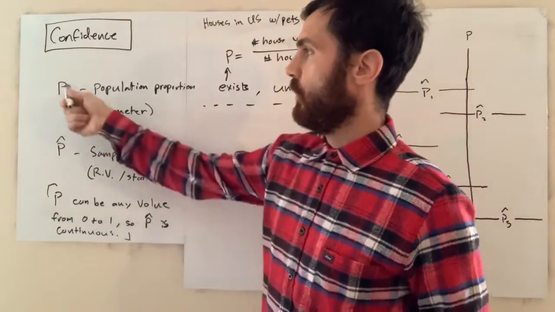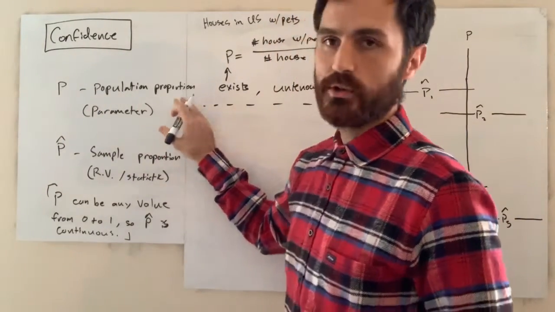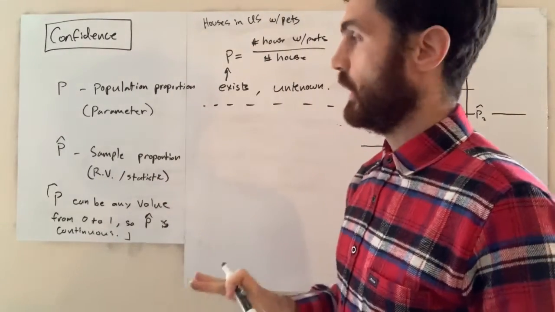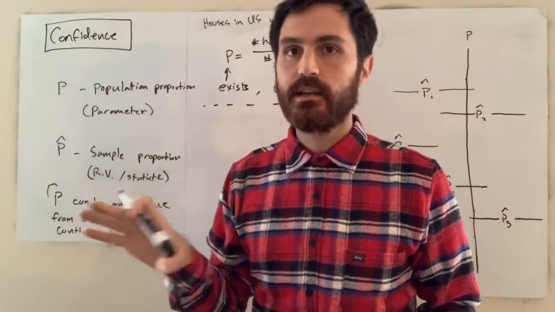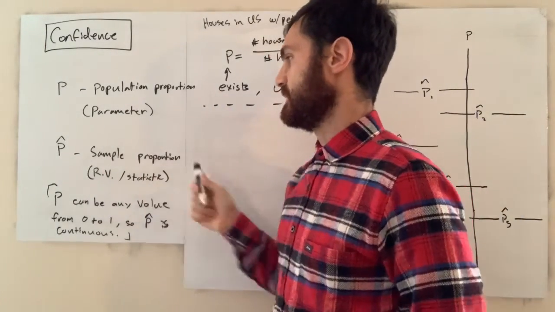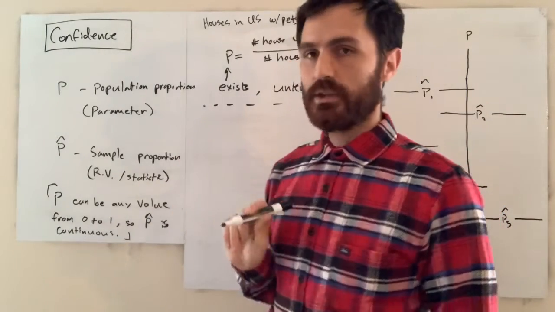So what we're using here is just the letter P as our population proportion. We're going to stick with that throughout. That's our parameter. That's what we're trying to guess. It exists, but we don't know what it is. And P hat is going to be the sample proportion.